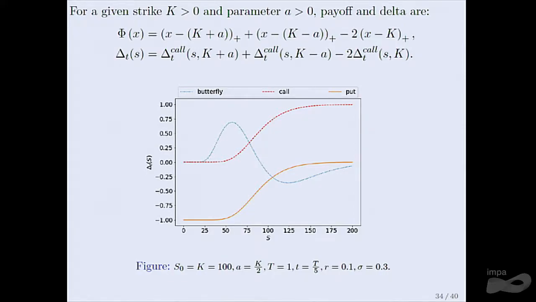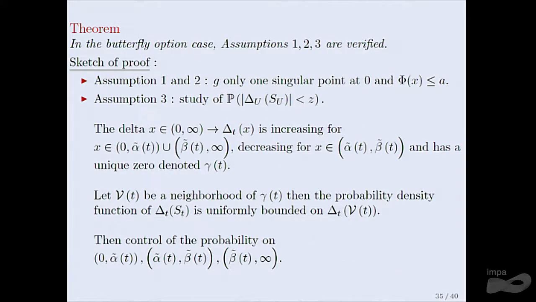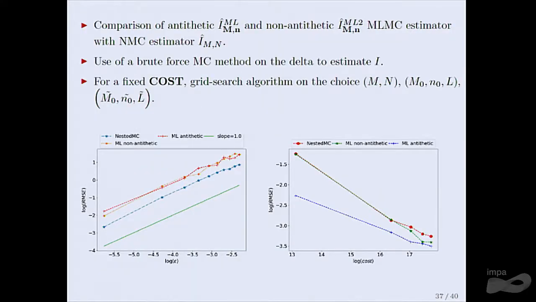So actually the small ball estimate assumption is quite hard to verify. It's a technical proof, but you can still show that the estimate holds. What really matters is that when the delta is 0, you need to control the density of the butterfly's delta. It's a technical proof, so I'm not going to go into too many details, we can come back to that after.